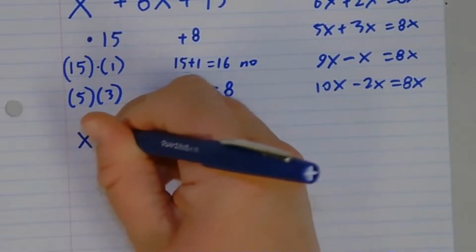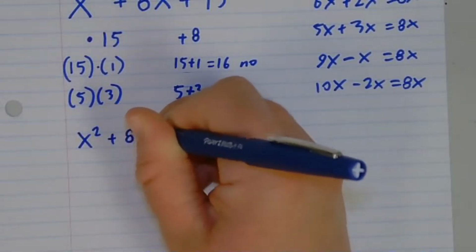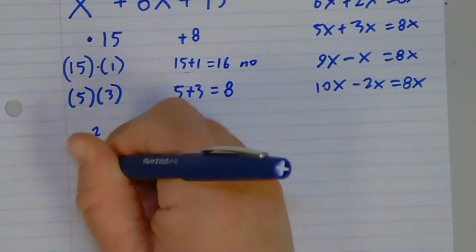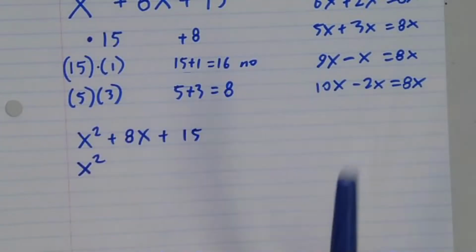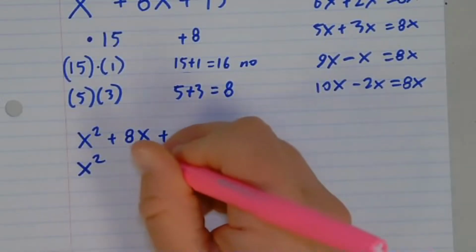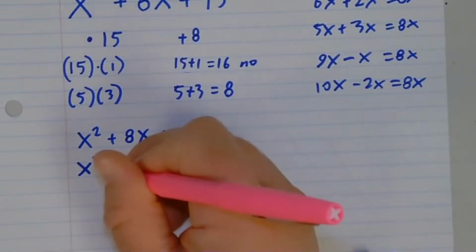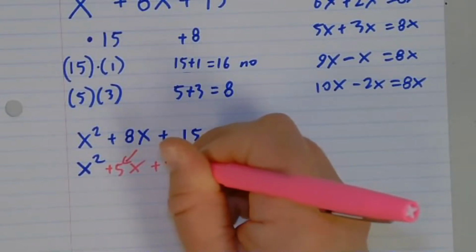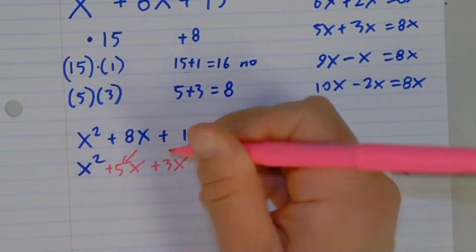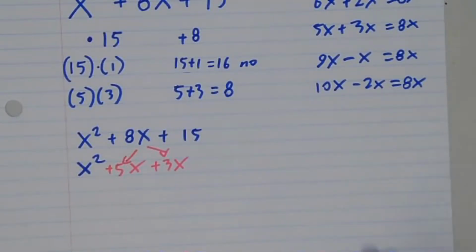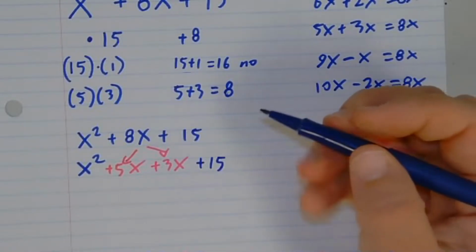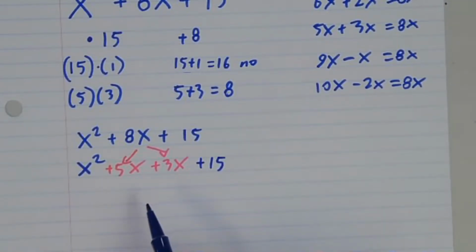I'll take x squared plus 8x plus 15, and I will break up that 8x, becoming 5x plus 3x. If I added those together, I would get 8x, plus 15. But instead of combining my like terms, I'm going to factor by grouping.